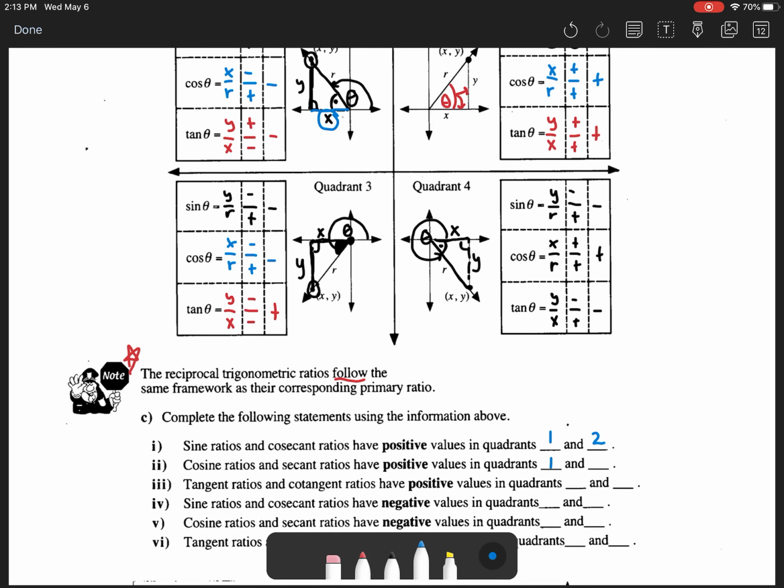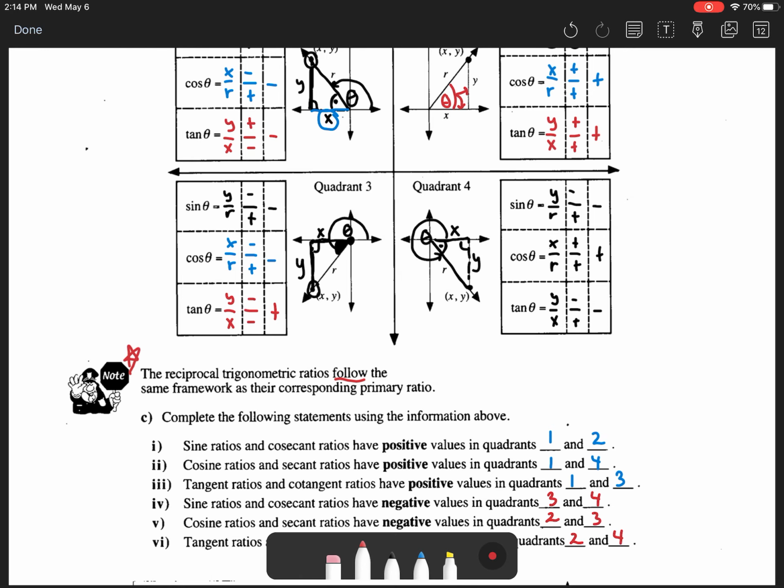Cosine is going to be positive in 1 and 4. And tangent is positive in 1 and 3. So remember, everything is positive in 1. That's why 1 was the solution to the first 3 questions. Now, where is sine negative? Well, if it was positive in 1 and 2, it's going to be negative in 3 and 4. If cosine was positive in 1 and 4, it'll be negative in 2 and 3. And if tangent was positive in 1 and 3, it'll be negative in 2 and 4.